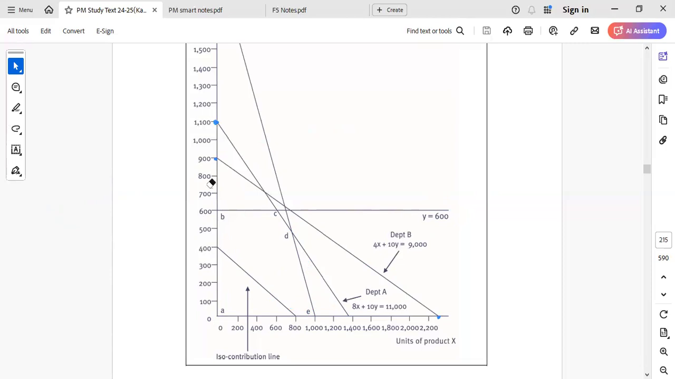So for the ISO contribution line, I just suppose a maximum contribution by imagination. Suppose any contribution equation. What is your contribution equation? The contribution equation is 12x plus 8y. Assume any units of x and y which must lie in the feasible region. He assumed x 800 and y 400.